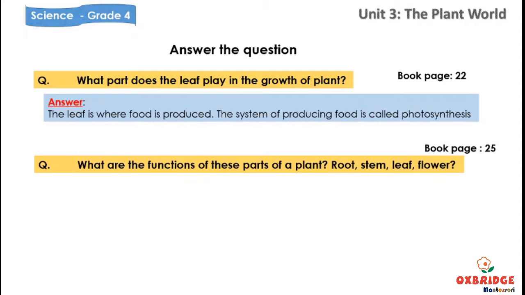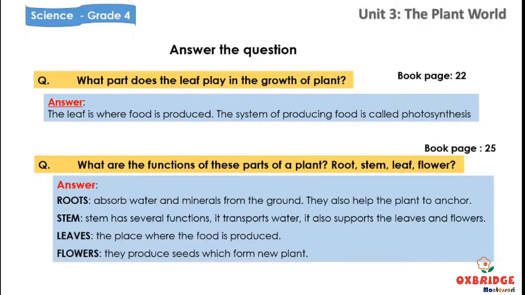Book page number 25. Question: what are the functions of these parts of a plant? Root, stem, leaf, flower. And the answer is roots. Roots absorb water and minerals from the ground. They also help the plant to anchor.